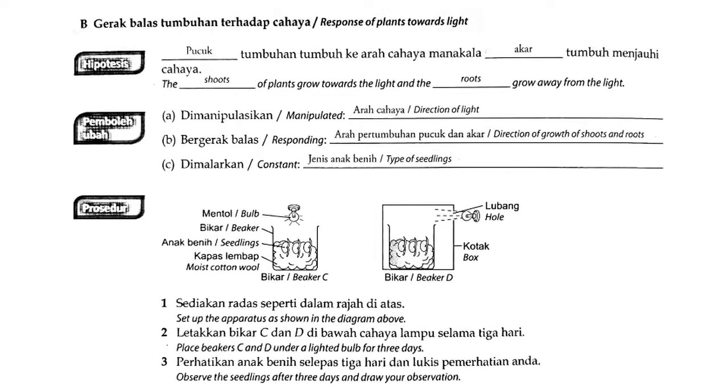Procedure: set up the apparatus as shown in the diagram above. Place beakers C and D under a lighted bulb for 3 days. Observe the seedlings after 3 days and draw your observation.